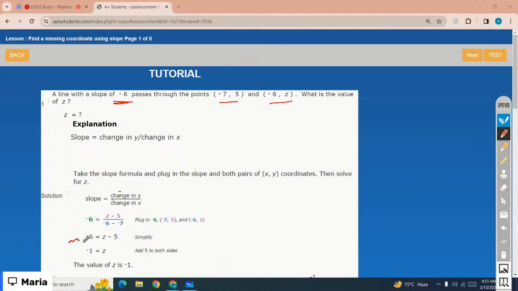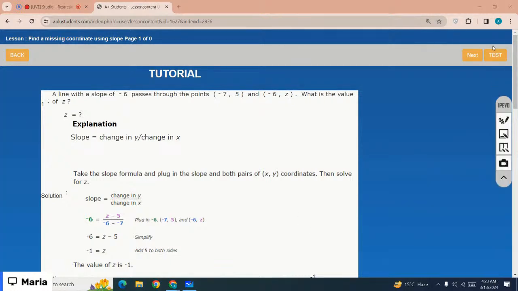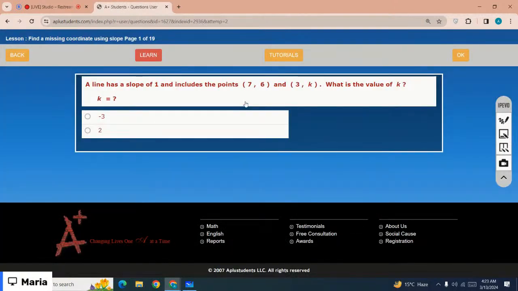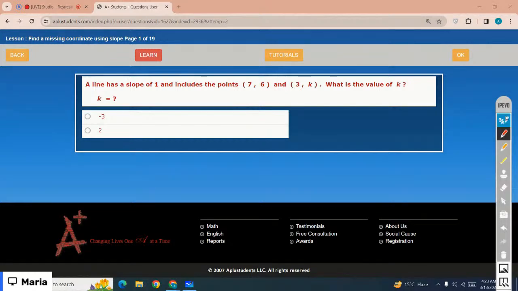Okay, let's just start with the practice question, then it will be more easy for you to understand. So let me just start with the question. Basically, you have to use the slope formula here. Just look at the first example. A line has a slope of 1. You are given the slope of the line, right? That is 1. Includes the points 7, 6 and 3, k. What is the value of k? You need to calculate the value of k.